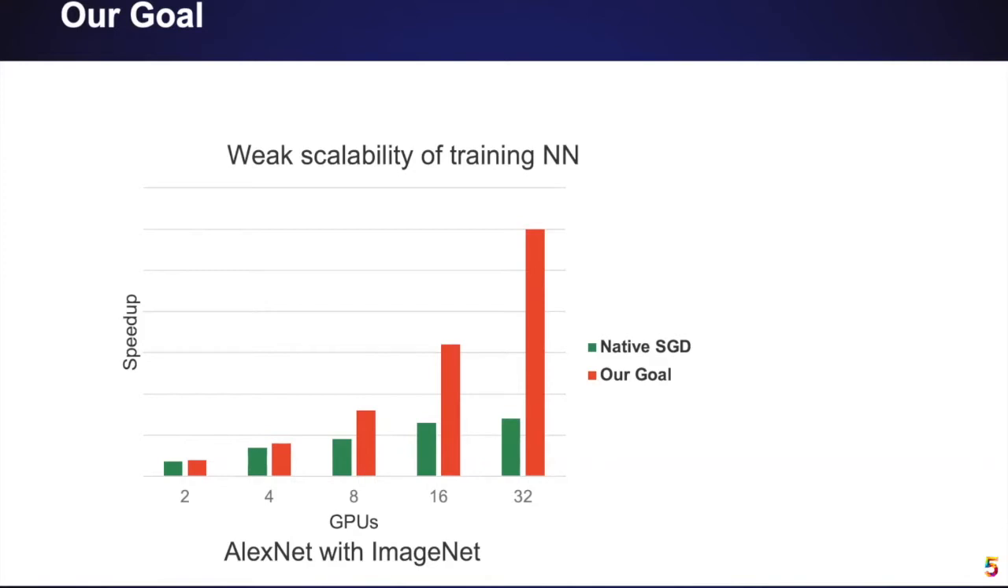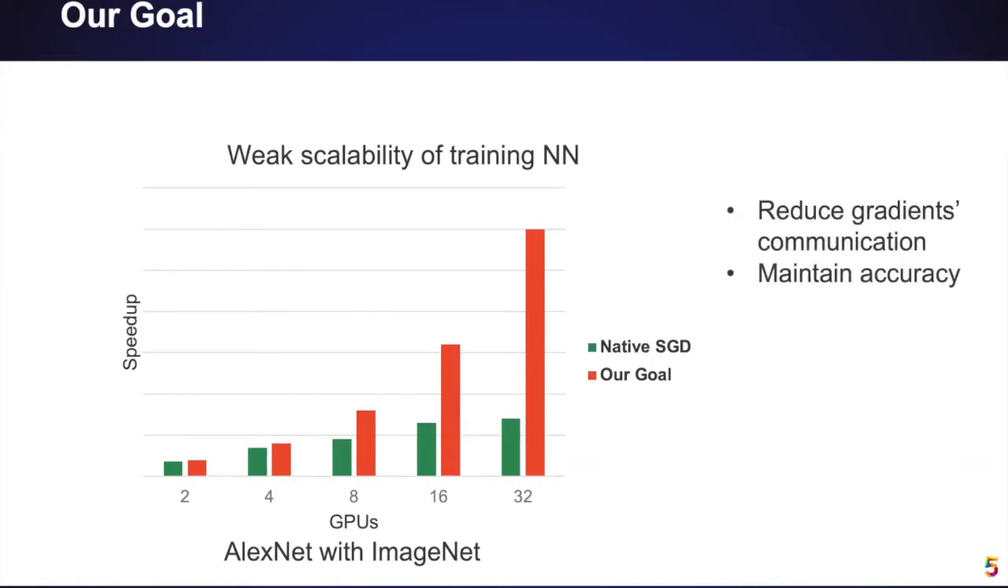The goal of this paper is to design a compression method to reduce the communication of gradients, but still maintain accuracy. It is worth mentioning that since communications are not free, even after compression, it is almost impossible to achieve ideal scalability with the regular SGD algorithm. So our goal is to improve the scalability as much as possible.